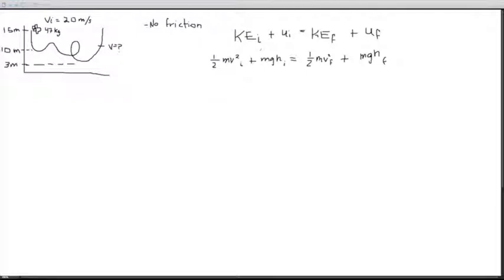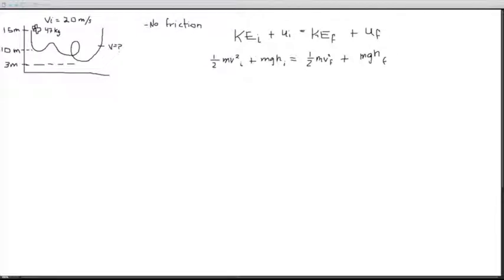First, we need to know that the kinetic energy initial plus the potential energy initial is going to be equal to the kinetic energy final plus the potential energy final. And this is because energy cannot be created or destroyed. It can just be transformed.